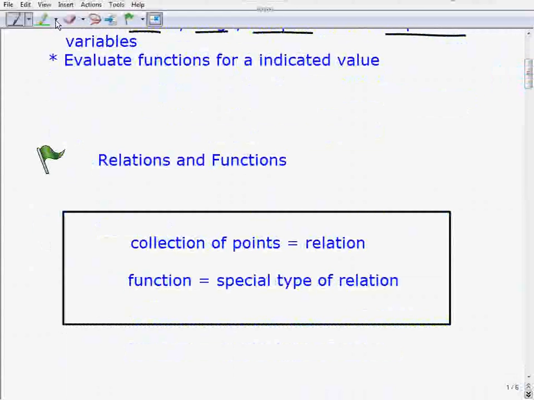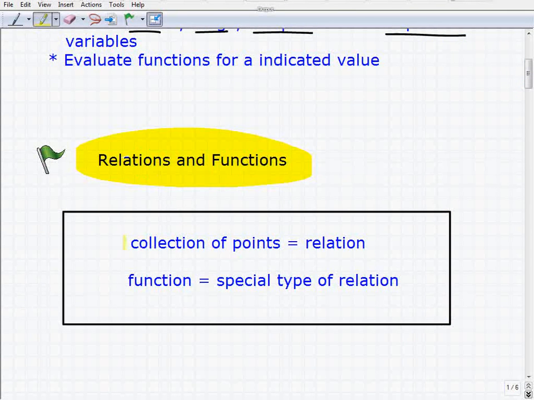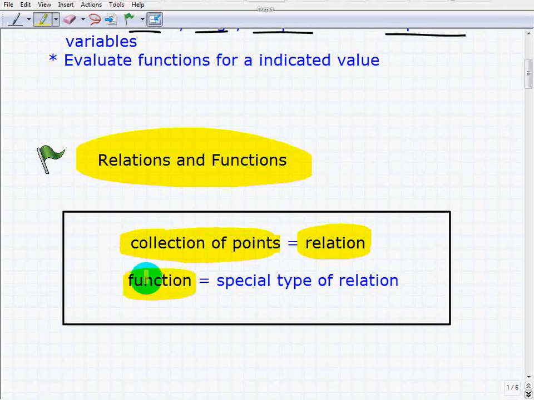Functions and relations. So what are they? What are we even talking about here? Well, functions and relations are simply a collection of points. That's all they are. So a relation we define as a collection of points. However, a function is a type of relation, so it also is a collection of points. The thing that distinguishes a function from a relation is that it is a special type of relation.